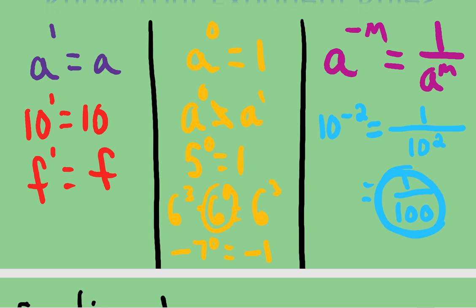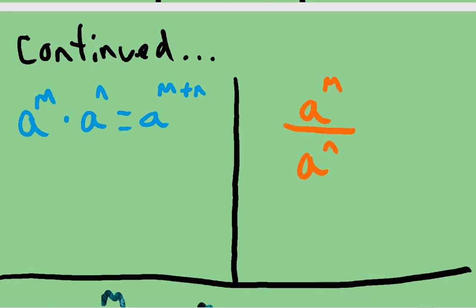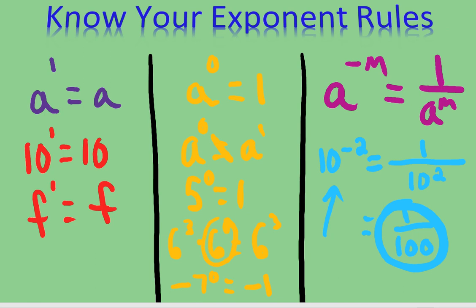Nothing about that is negative. Nothing about 10 to the negative 2 is going to give you a negative number. It's a very small number. If you think your answer is negative 100, that is a completely different answer than 1 over 100. All right? We're going to talk more about negative exponents as we go through here.